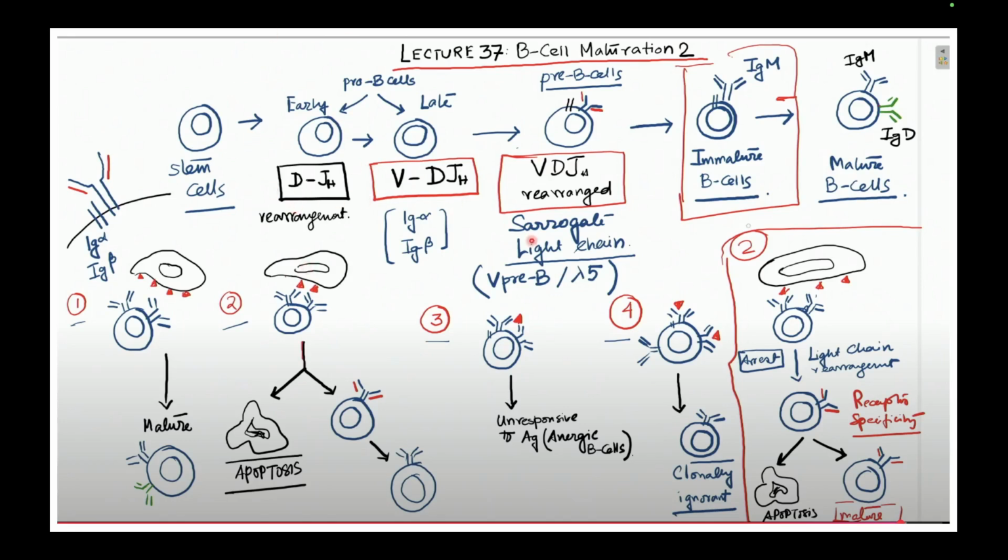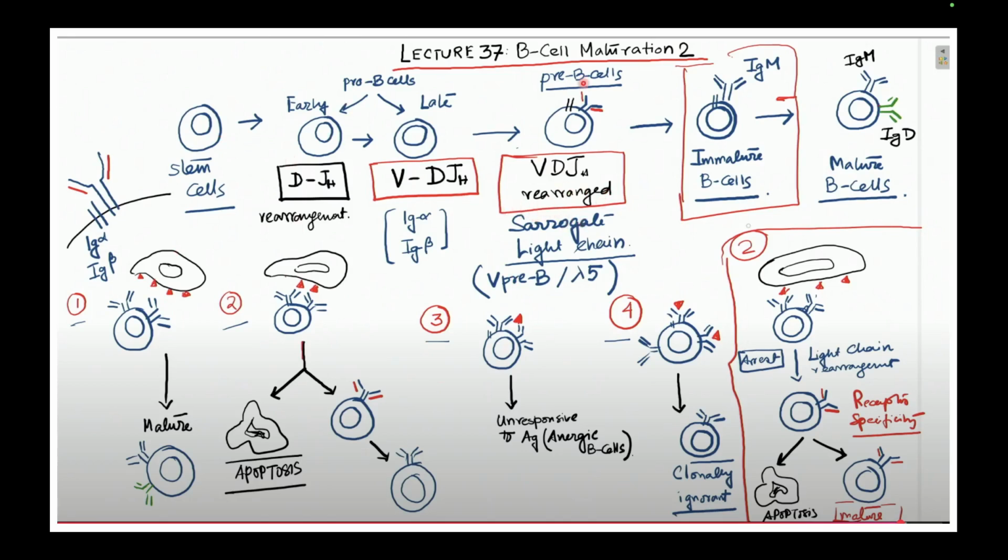Okay, DJ joining followed by VDJ joining during the late pro B cell, and only there do we start having these Ig alpha and Ig beta arrangements. So now in this heavy chain the rearrangements are done. Okay, so this VDJ is rearranged.